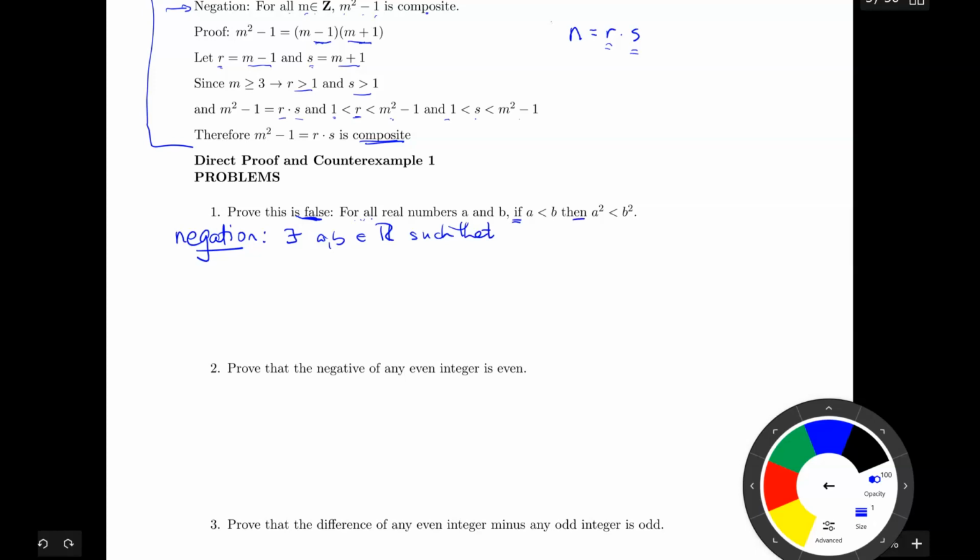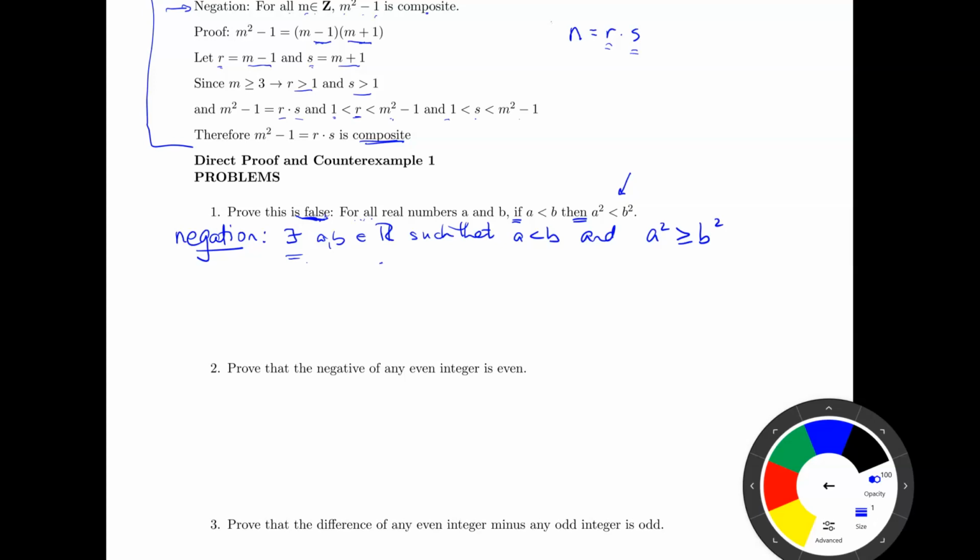And remember here, I'm taking the negation of an if then. Such that, and then I'll have A less than B and not this, right? So I'm going to rewrite it with not that. So I'm going to make it A squared is greater than or equal to B squared. Okay, so I'm trying to prove this negation is true, right? I want to show this is true, and then that means this will be false. So there exists means I just have to find one that makes it true, right? I want to find examples that make this true.